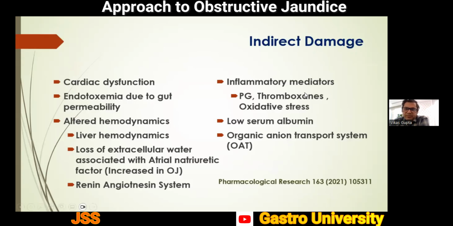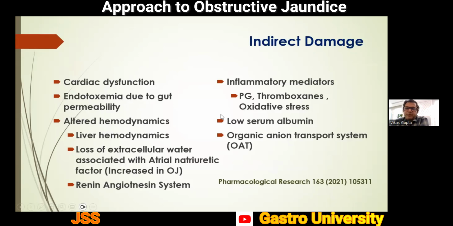And the second mechanism is the indirect injury of the kidney because of the underlying cardiac dysfunction, endotoxemia, and altered hemodynamics because of the jaundice; liver hemodynamics and permeability are increased.